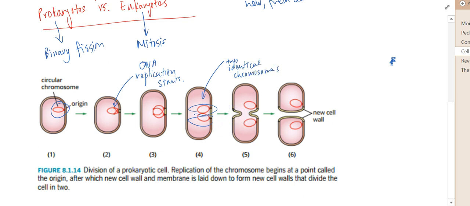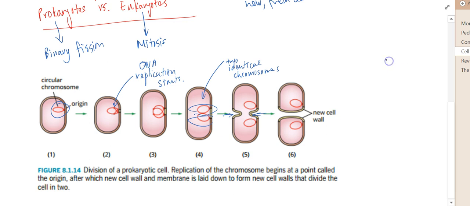Once we have two identical chromosomes, these are separated into two different parts of the cell, which then starts to divide. A cleavage furrow forms, this is what they call it, and it splits the original cell into two new cells, with each of the two new cells having the same set of DNA, the same chromosome, which has just been replicated. Okay, so this is binary fission.